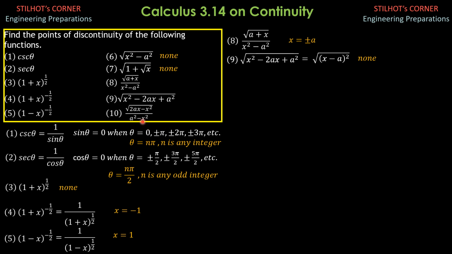Number 10, there is a denominator again, and we factor this as a minus x, the denominator, over a plus x, as well as the numerator, but it doesn't matter the numerator as long as it is defined everywhere. So x that will make the denominator 0 is x is a and x is negative a.